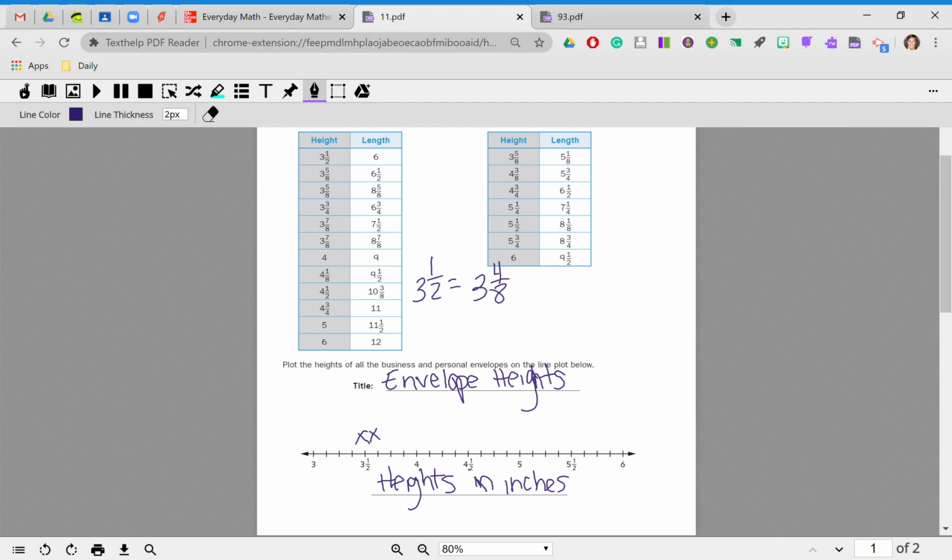So I want you to go ahead and fill in the rest of this chart on your own, and then we are going to continue to work on this together in a little bit. So go ahead and pause, and then we'll go back.